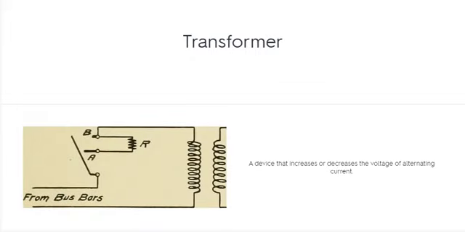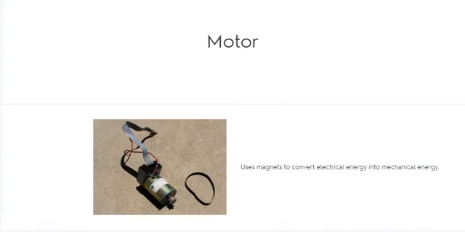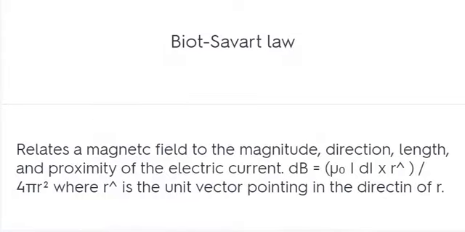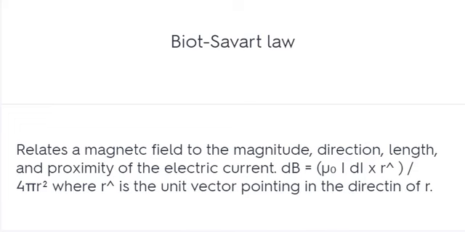Transformer: a device that increases or decreases the voltage of alternating current. Motor: uses magnets to convert electrical energy into mechanical energy. Biot-Savart law: relates a magnetic field to the magnitude, direction, length, and proximity of the electric current. dB equals μ0 I dL × r̂ / 4πr², where r̂ is the unit vector pointing in the direction of r.